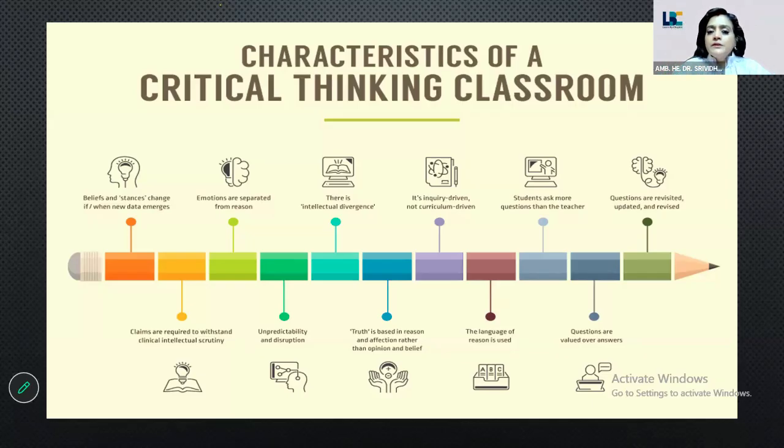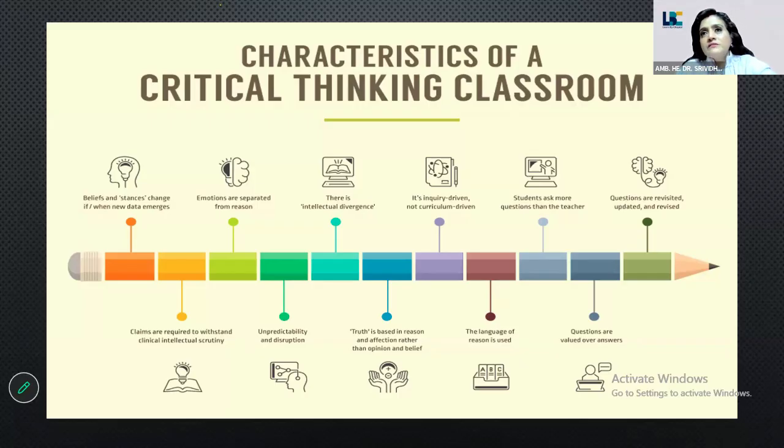As in the beginning of the session also, I mentioned the hot potato into different groups. So the claims are required to withstand critical intellectual scrutiny. Unpredictability and disruption is not allowed. And truth is based on reason and evidence rather than opinion or belief.